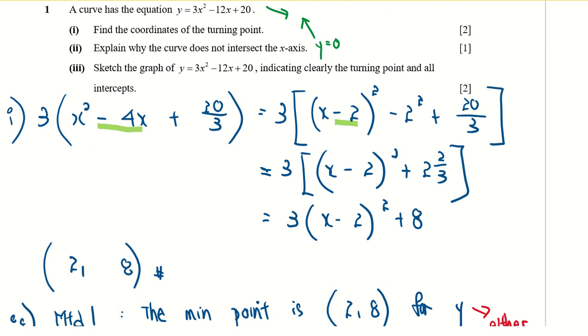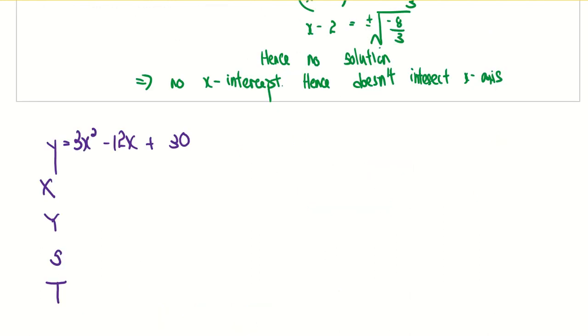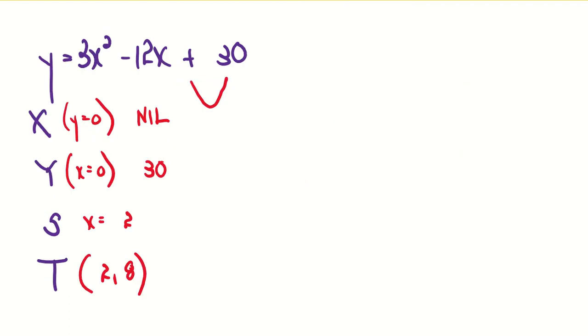Alright, part 3 is pretty straightforward. You will have learned it in E-Math as well. So we're going to use the XYST method to do our sketching. So try inserting the XYST yourself before you do your sketch. Okay, we have gotten most of the information from our part 1 or 2. So now I'm going to do my sketch.